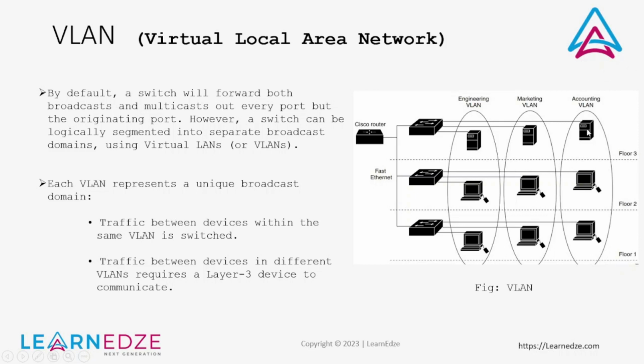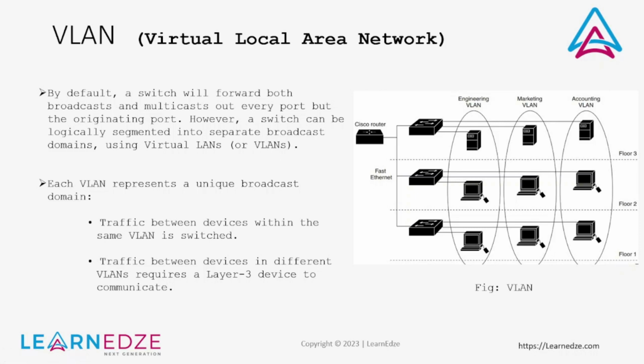Let's take a scenario on the third floor: the accounting department has a printer. This printer should only be accessible by, or shared with, the PCs of the accounting department, those who are working in the accounting department. We don't want to share this printer with the marketing VLAN and engineering VLAN. How can we achieve that?